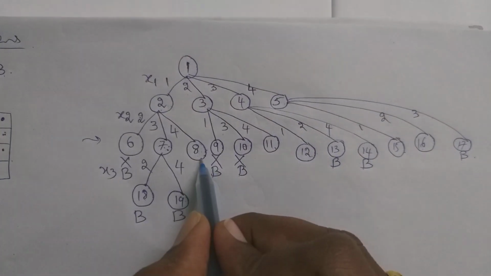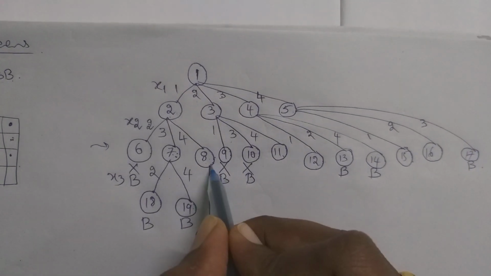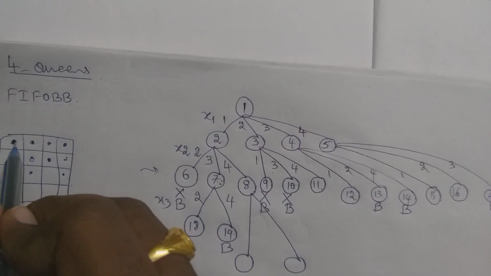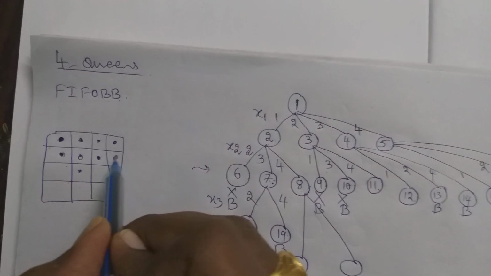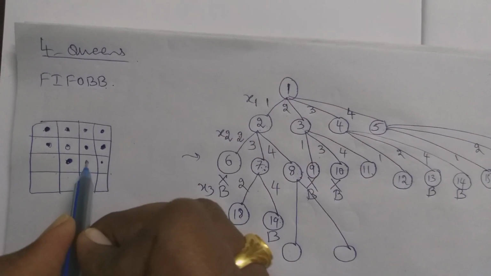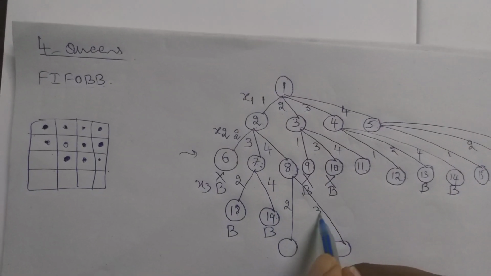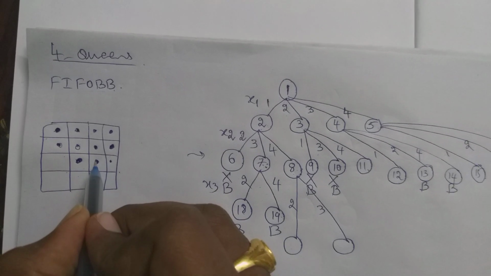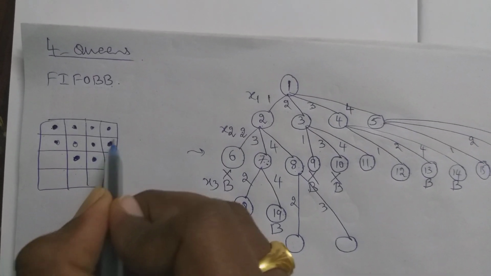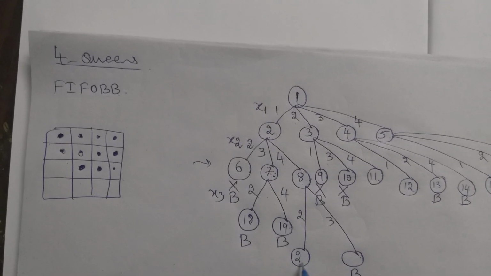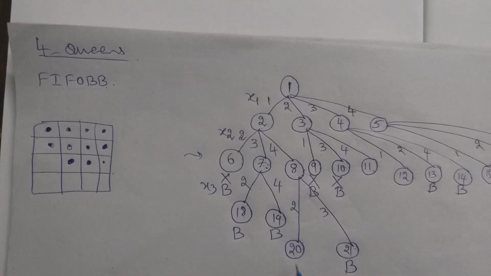Among these, 8 is the node first generated. Therefore, we try to expand it. Queen 1 in column number 1, queen 2 in column number 4. Therefore, we check whether queen 3 can be placed in 2 or 3. When we try to place queen 3 in column 3, queen 2 is already in column 4. Therefore, it got attacked and the bounding condition fails here, but not here. 20 and 21 remain.